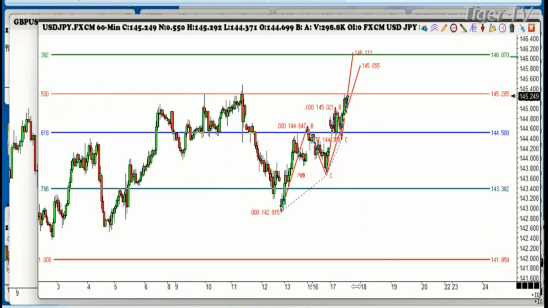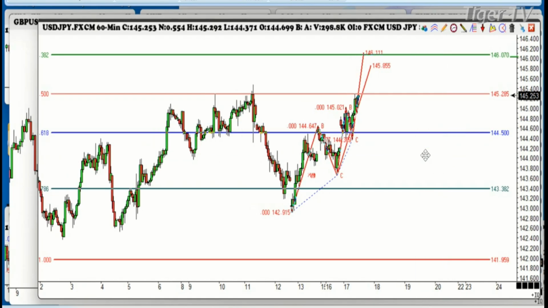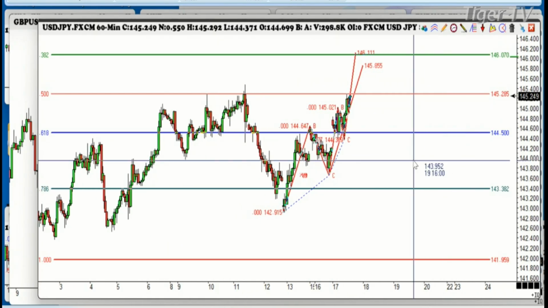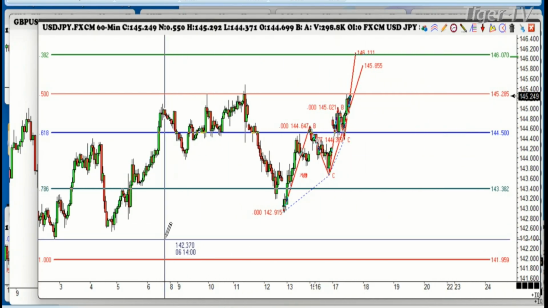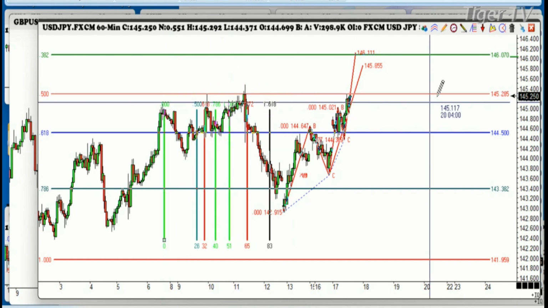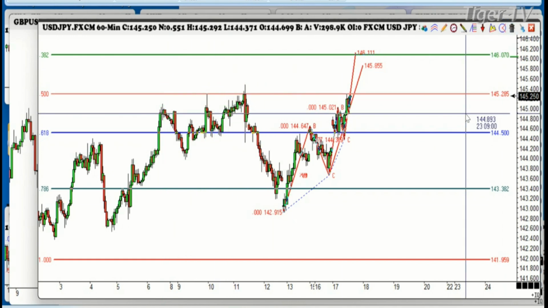And the reasoning, of course, is, look at this. We've got another ABCD coming in here at the same time. So this is going to be a multi ABCD pattern here. And we'll get it up here.